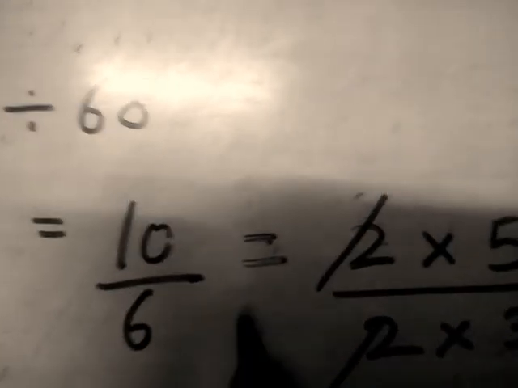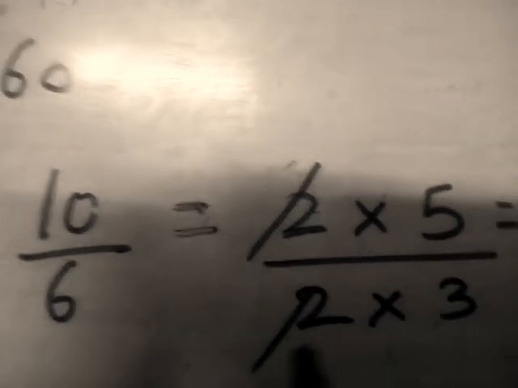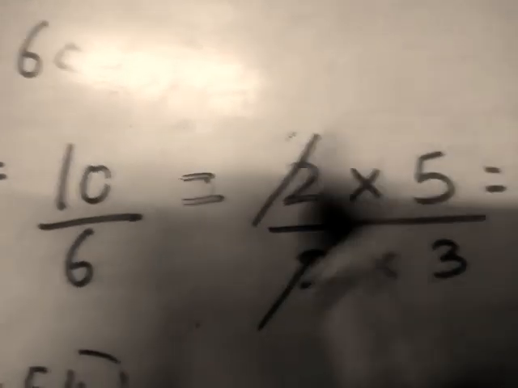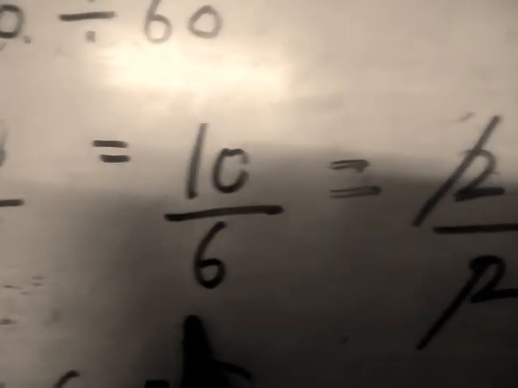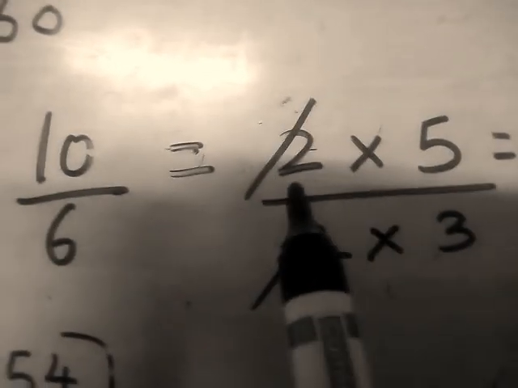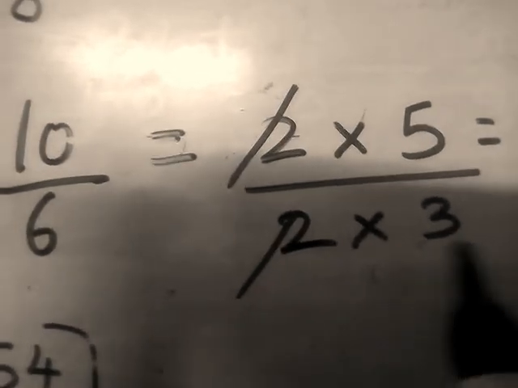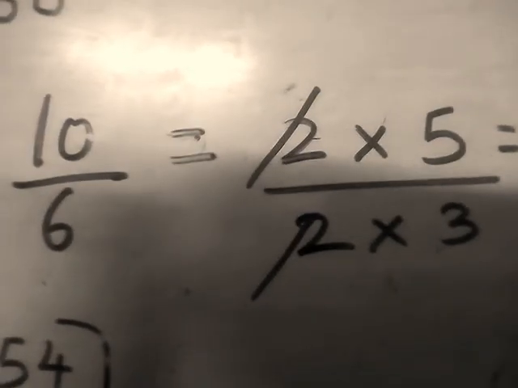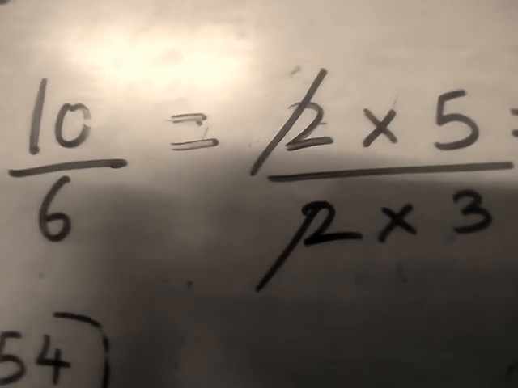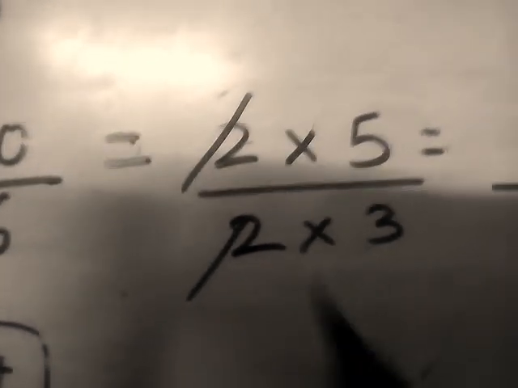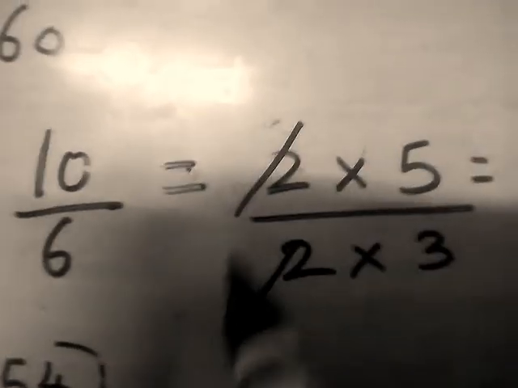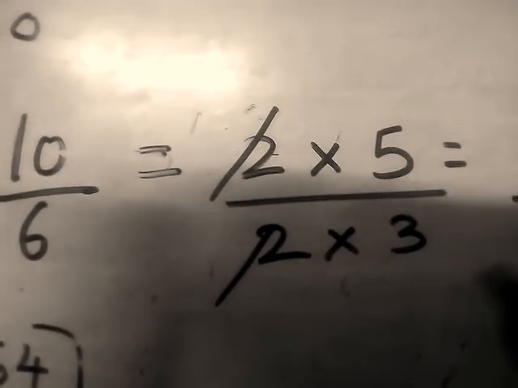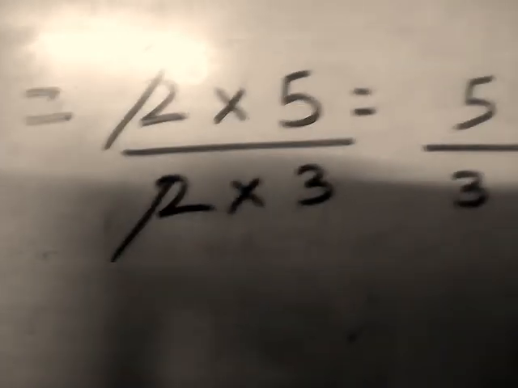Now 10 upon 6, which table is going, you have to see that. 2 5s are 10, 2 3s are 6. You have to write in multiplication form. 10 and 6 both the numbers are divisible by 2. So you have to write in multiplication form. 2 5s are 10, 2 3s are 6. 2 gets cancelled. Any number divided by the same number, your quotient is 1. 2 divided by 2, answer is 1. So you are getting 5 upon 3. 5 ones are 5, 3 ones are 3.